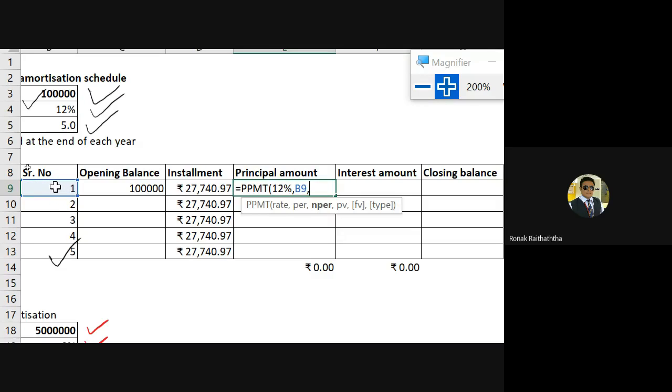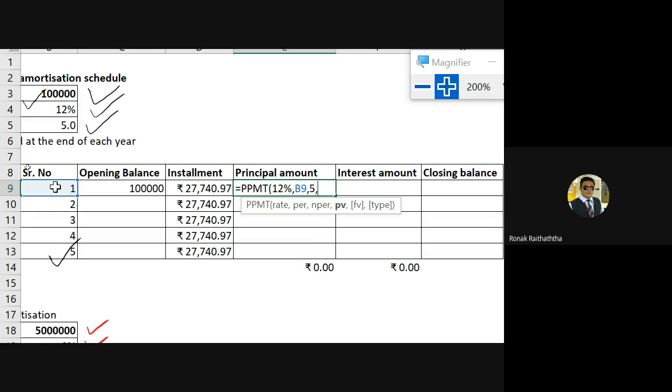Comma. Now, sir, the number of periods does not change, right? Total number of periods will always be 5 in any scenario. So for the loan, we have the total number of periods 5. I may link the cell where 5 is written. That is one way. Another way is, I may just directly write 5 in the formula itself. I guess that is the feasible way. I should write 5 there.